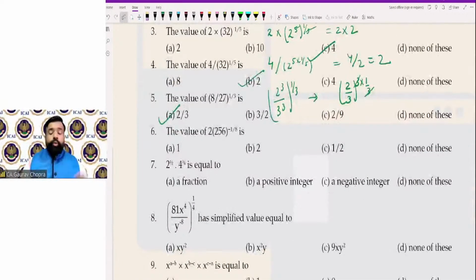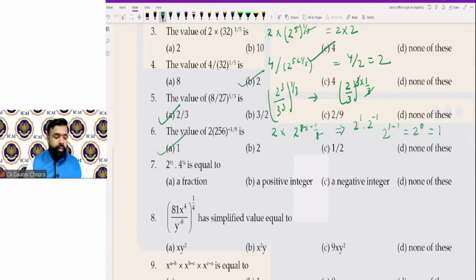6th one, again a similar question. 256. So what are the factors of 256? 256 can be written as 2 to the power of 8 multiplied by minus 1 by 8, because powers will get multiplied. So it will become 2 to the power of 1 multiplied by 2 to the power of minus 1. Power will get added. So the final result is 2 to the power of 0, that is 1.